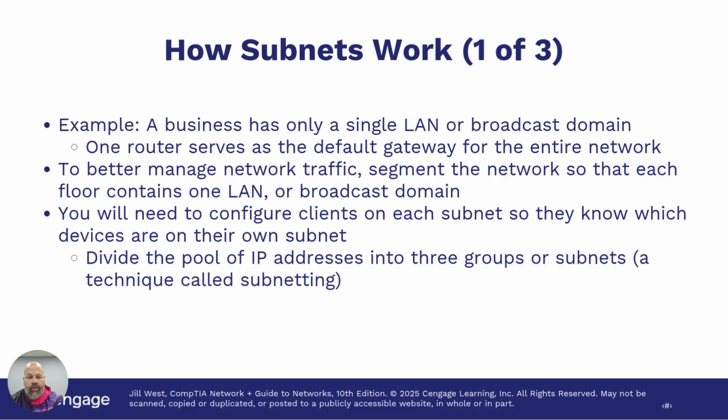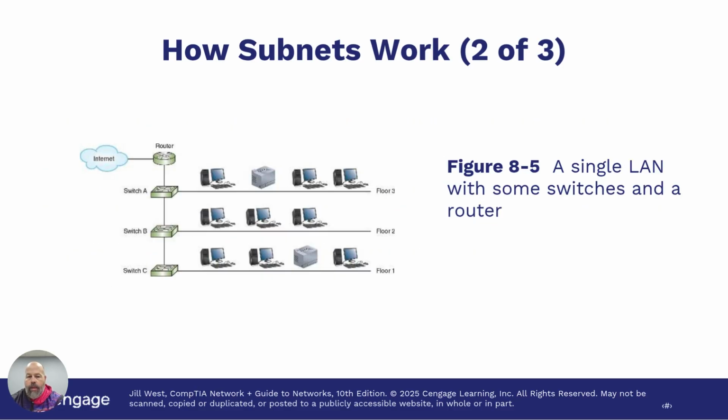You divide your pool of IP addresses into groups, which is like sorting mail into different zip codes. This technique is appropriately called subnetting because we love straightforward names in networking sometimes. So here's what a subnet looks like in practice. You've got one router connected to the internet and three switches connecting on the different floors.